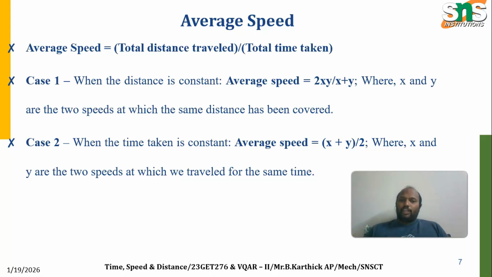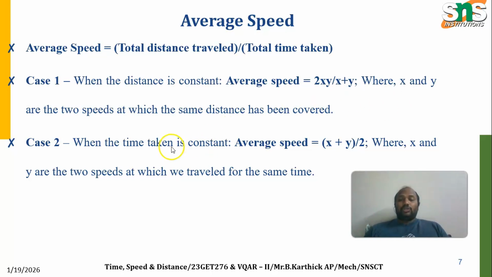For the first 3 kilometers, that is, from home to cover half of the distance, I am taking a speed of 10 kilometers per hour. And for the remaining distance, I am taking 5 kilometers per hour. If the distance is constant, we can take the average speed as 2xy by x plus y, where x and y are two speeds but the same distance has to be covered.